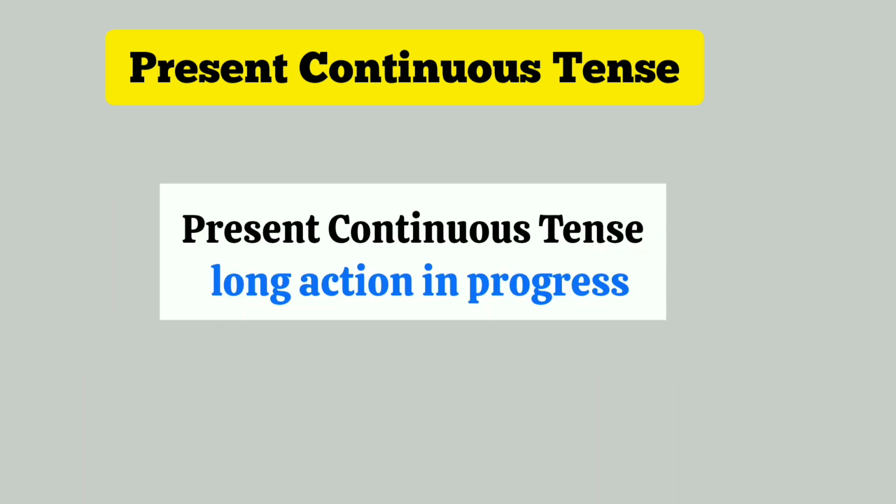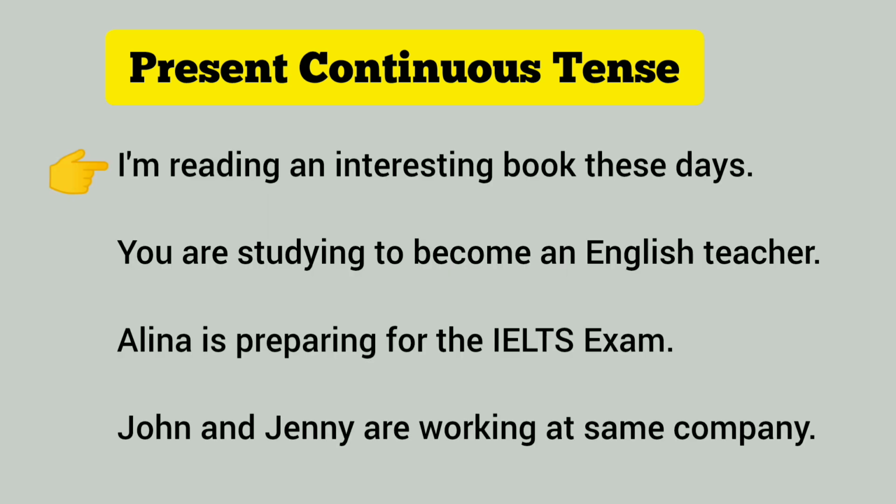The present continuous tense is also used to describe a long action in progress, even though you might not be doing the action right now. Let us take a look at some more examples. The first one says, I am reading an interesting book these days. In this case, the subject is I. So the be verb will be am.